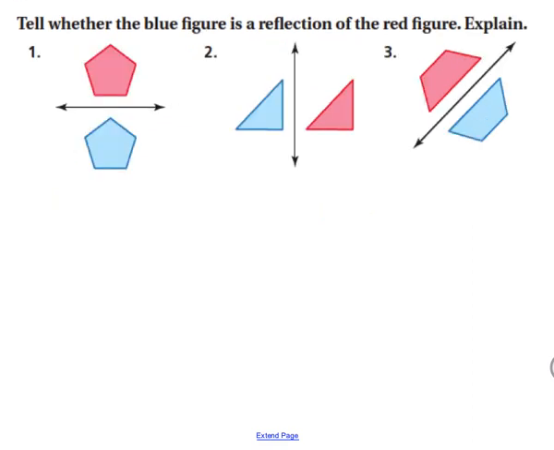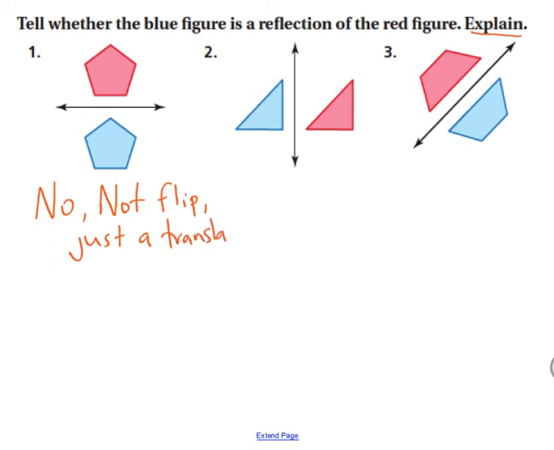Okay, tell whether the blue figure is a reflection of the red figure. On these we're going to explain. So A, is that a reflection? No, it is not. And the reason is it is not flipped. It's just a translation. Translation, remember that's a slide. Is number 2 a reflection? Well, that one also, no, because it is a translation.